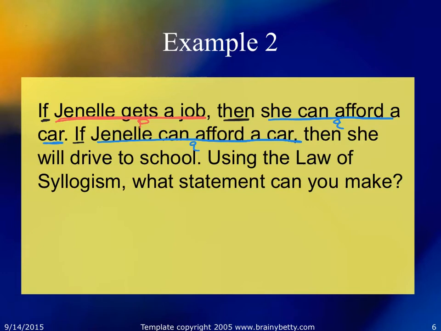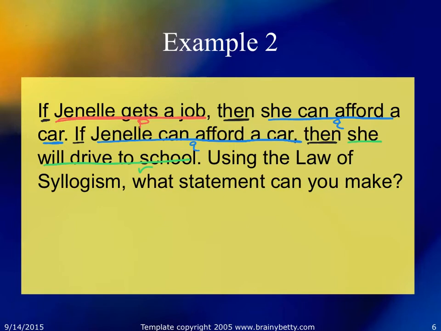If Q happens, then she will drive to school. So I'm going to use a new color here, and I'm going to call that R. It's a new thing. There's three things happening: Janelle getting a job, affording a car, and driving to school. If Janelle gets a job, she can afford a car. If she can afford a car, then she will drive to school.